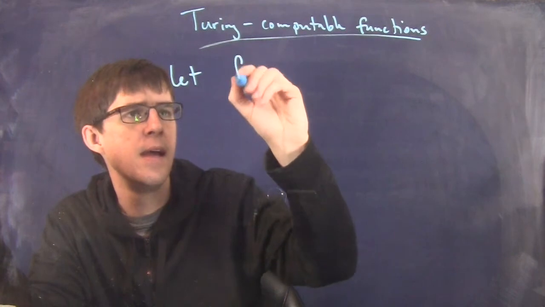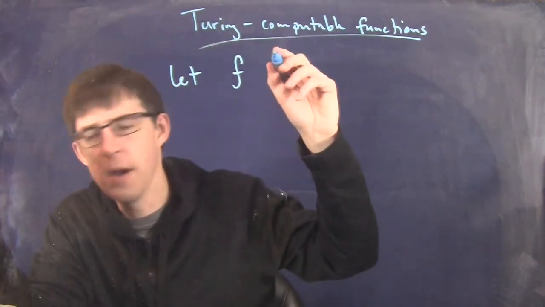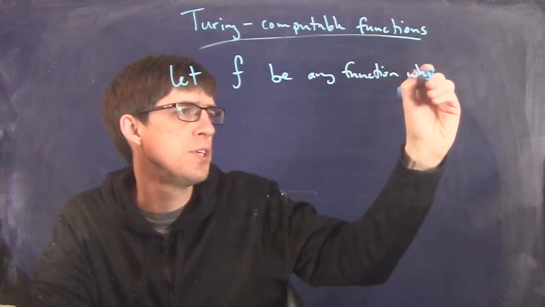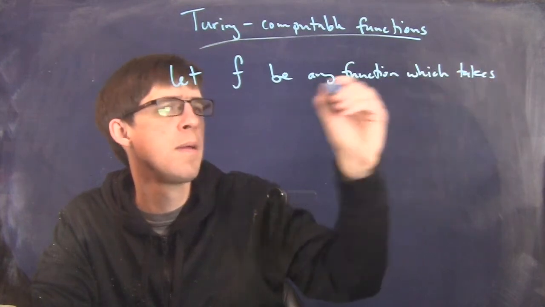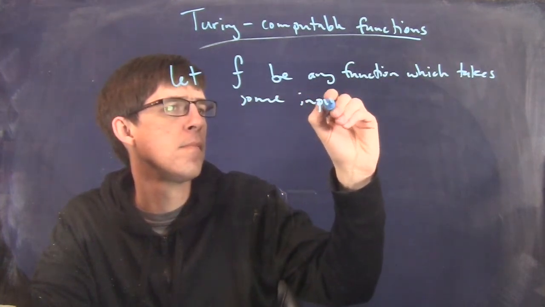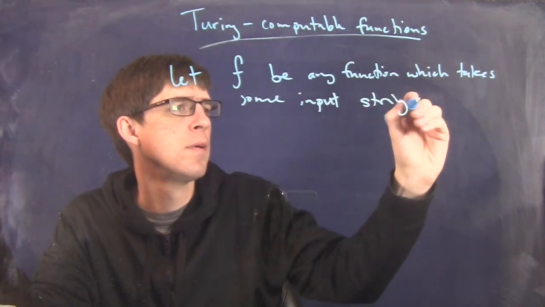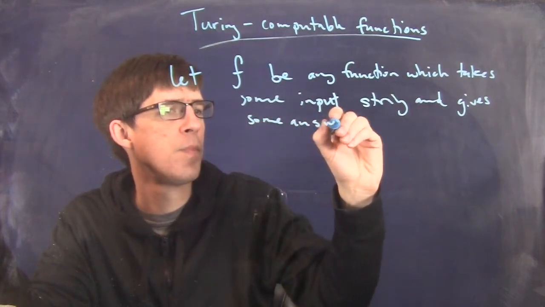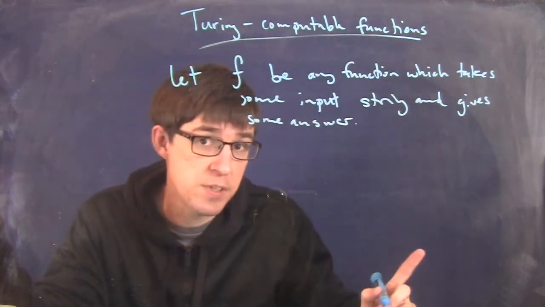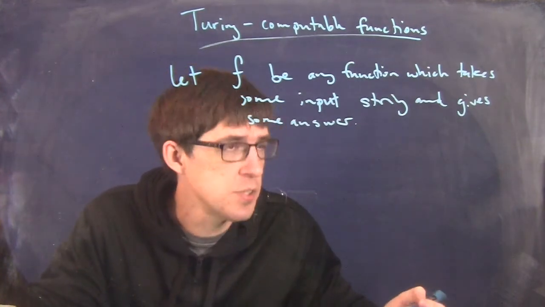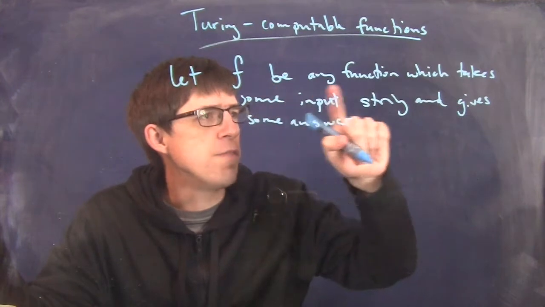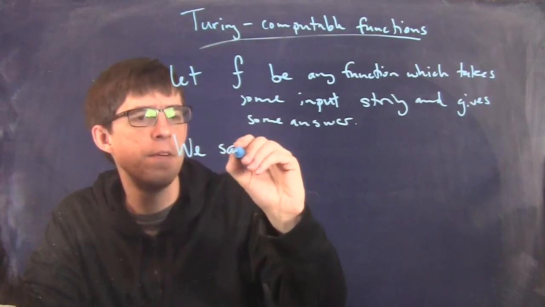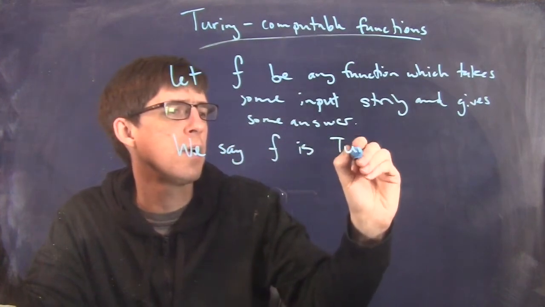Let f be any function which takes some input string and gives some answer. The input is going to be a string, the output is going to be a string, but those strings, of course, might represent numbers. But anyway, f is a function which takes some input string and gives some answer, and we say that f is Turing computable.